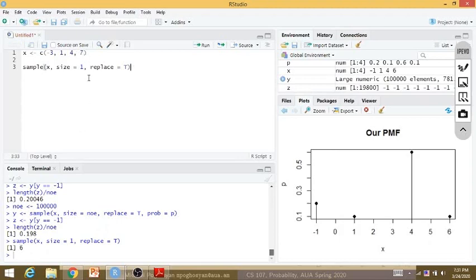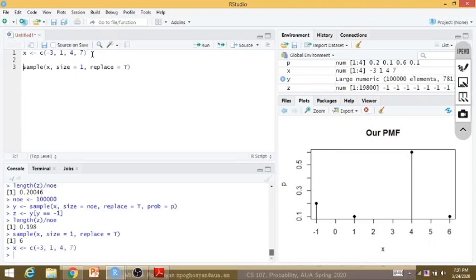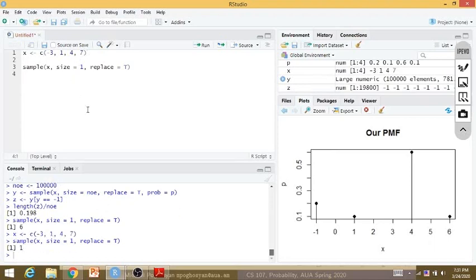No, this is not correct. I cannot have 6 when generating from that. This is because I forgot to run this. Okay, now I have new x, and now if I generate a sample of size 1, I will have 1. So I'm doing that experiment once, I'm observing a value of x.